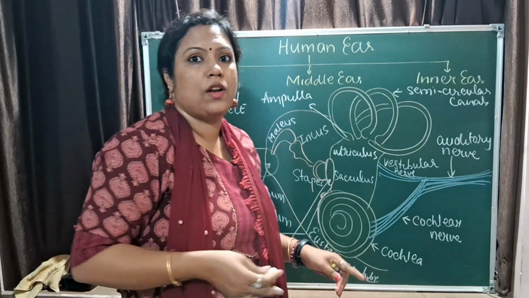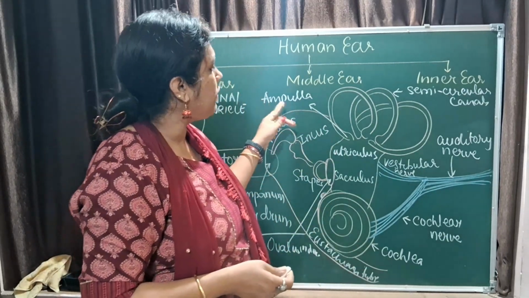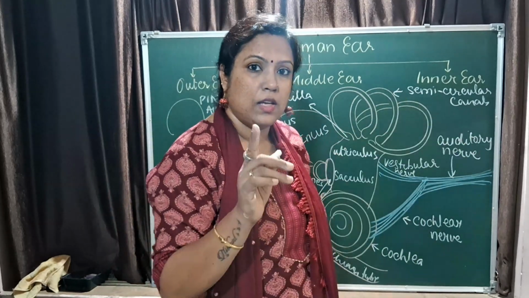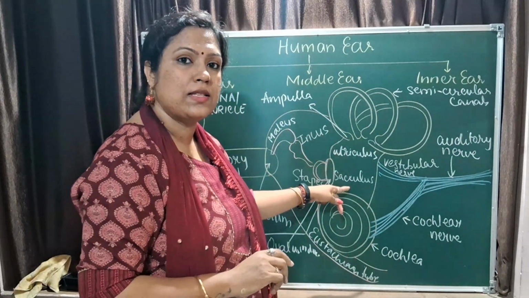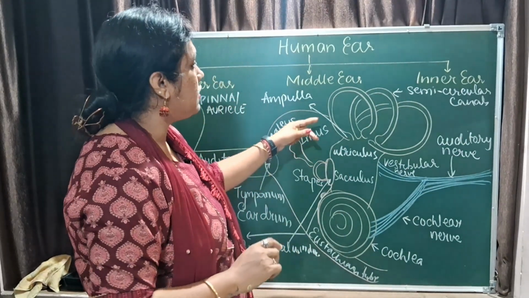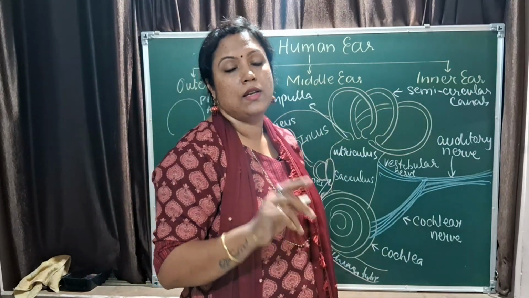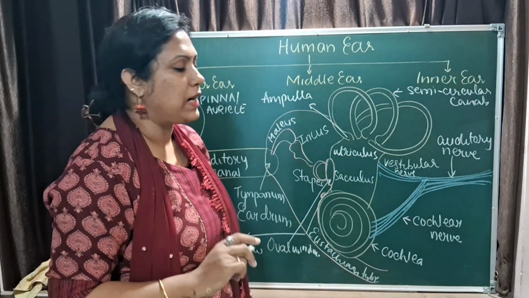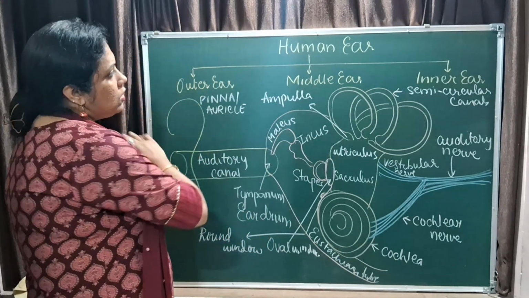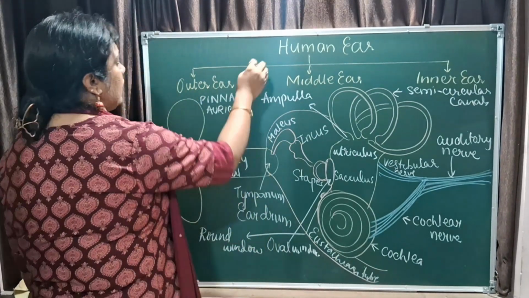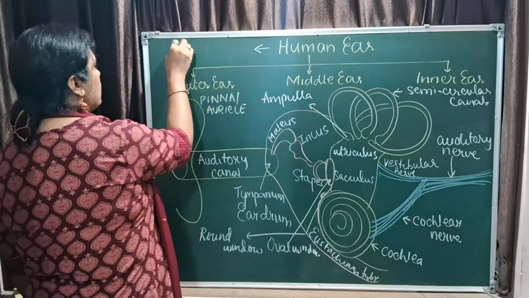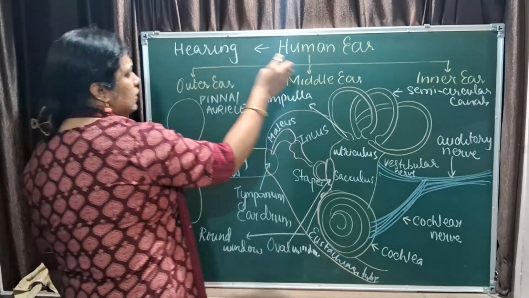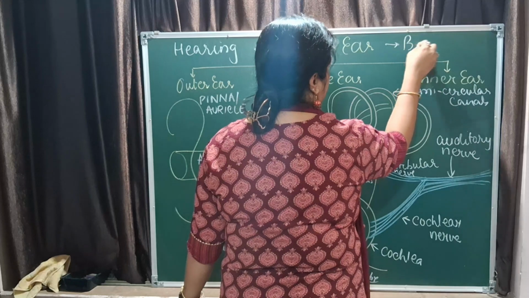And when you are moving, you are running, that time you have the ampulla of the semicircular canal. Semicircular canal is the keyword. Utriculus and sacculus is the keyword. That is, semicircular canal is for the dynamic balance and utriculus and sacculus is for the static balance. So this is your human ear diagram. There are two functions of the human ear. One is hearing and the other one is balancing.